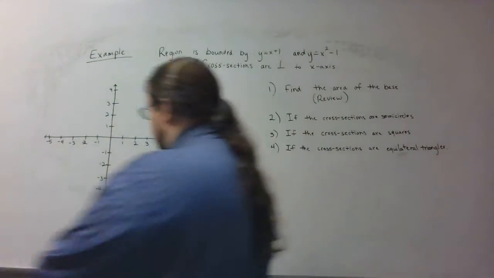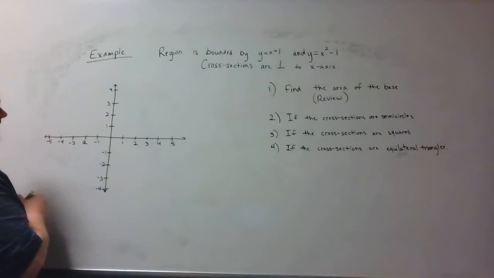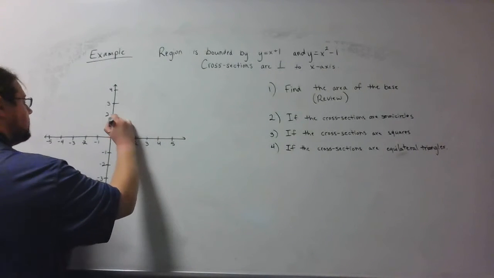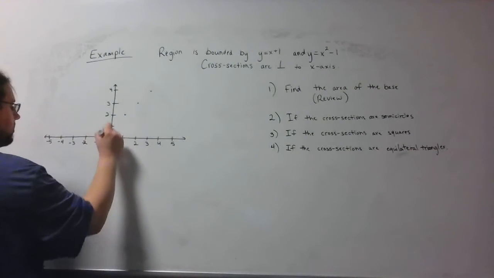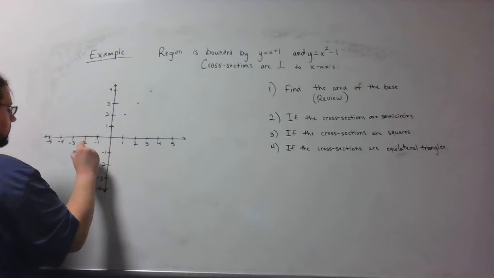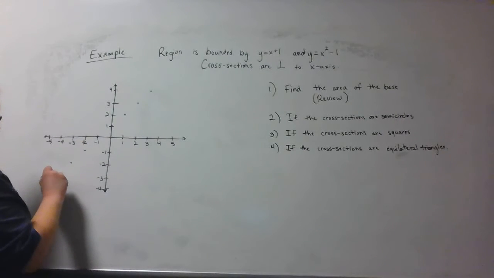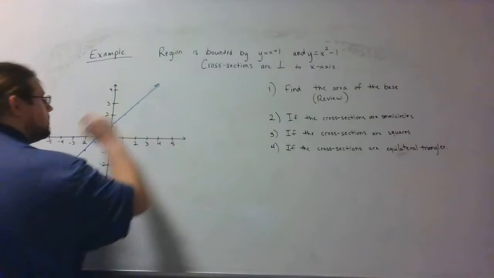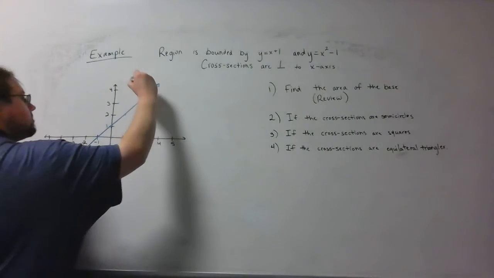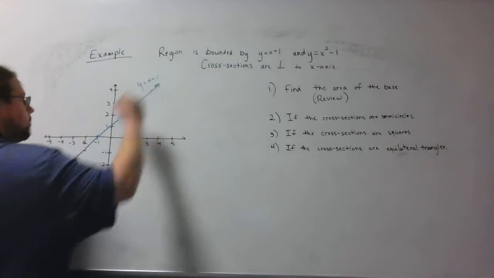So here I go. First one is y equals x plus 1, which is a straight line. The y-intercept is 1, the slope is 1, so it's going to go up 1 and right 1, up 1 and right 1, up 1 and right 1. It's also going to go down 1 and left 1, down 1 and left 1, down 1 and left 1. I'm going to do my best to draw this straight line. It kind of looks something like that. And there's y equals x plus 1.